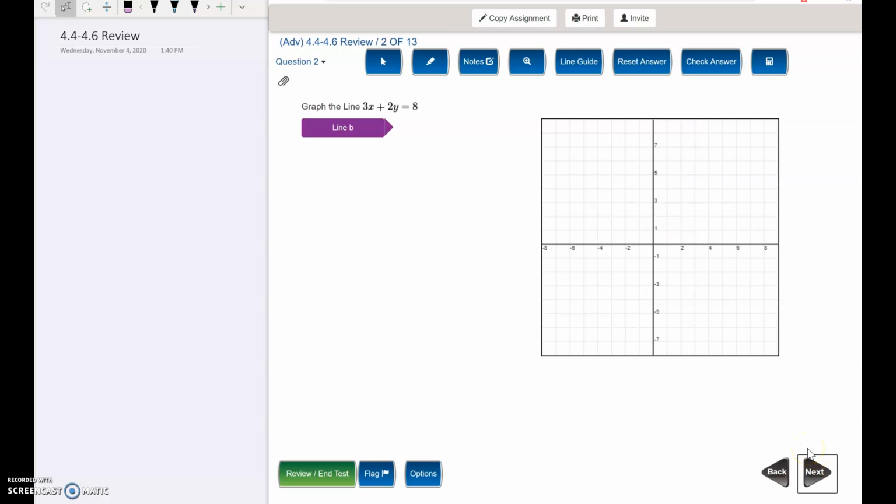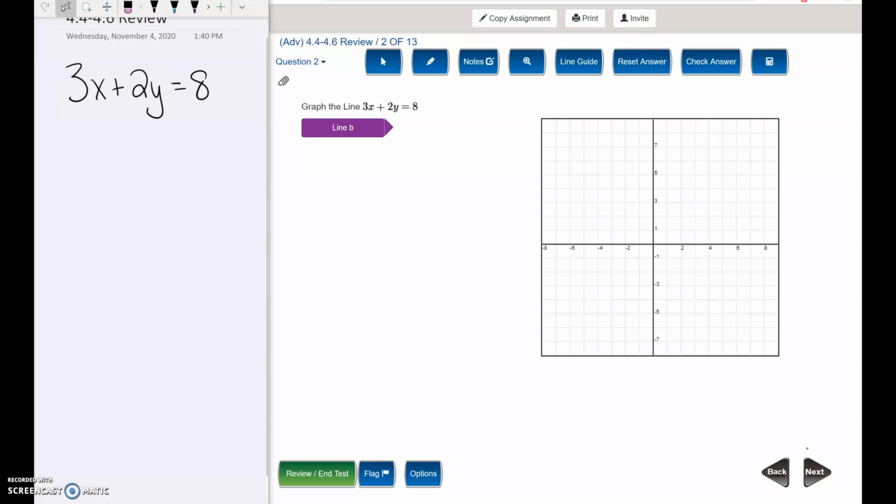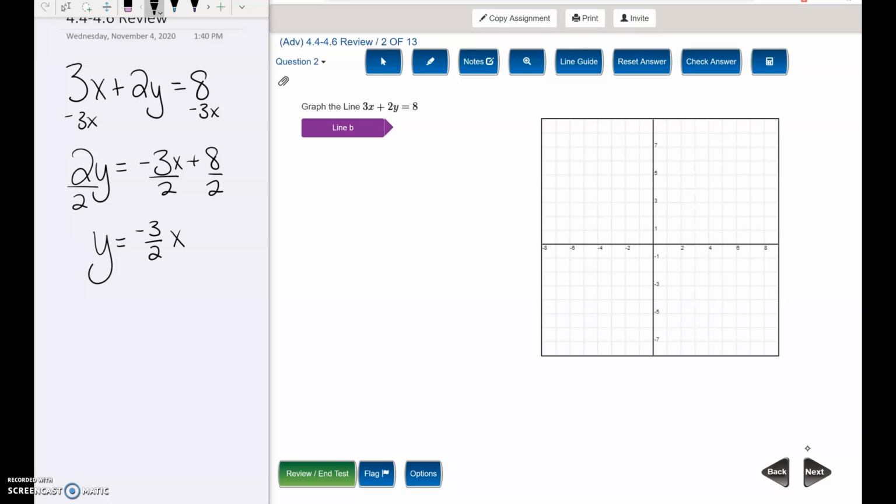The second one is not yet in slope-intercept form, so we need to do a little bit of work. We've got 3x plus 2y equals 8. We are going to subtract 3x on both sides. So we get 2y equals -3x plus 8. And then divide everything by 2. So the equation that we're actually graphing is y equals -3/2 x plus 4. And then it's just like that first problem.